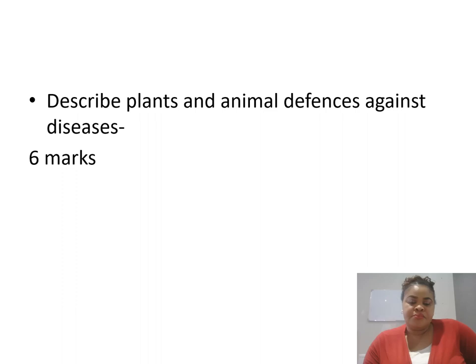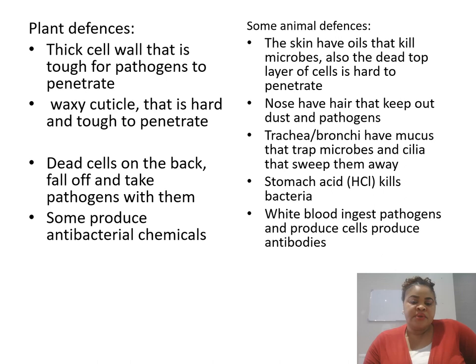Describe plant and animal defenses against diseases. I said this could be asked as a 6-mark question. This is what you need to do. Plant defenses: thick cell wall that is too tough for pathogens to penetrate through. Waxy cuticle, this is hard and tough to penetrate through. Dead cells on the bark, they fall off and they take with them pathogens. So pathogens fall off and die. Then some produce antibacterial chemicals that can kill bacteria, obviously.